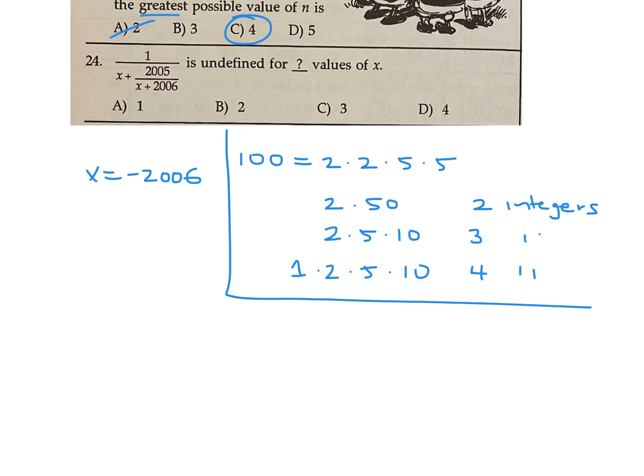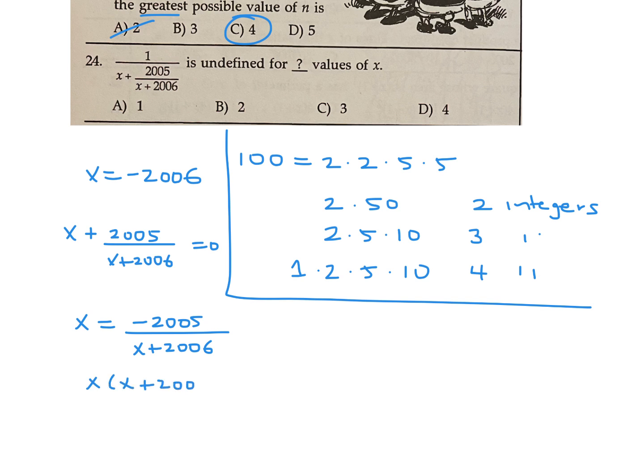I think I would have to fiddle around with this then. Yeah, it would be also undefined if this denominator is equal to 0. This whole thing is equal to 0. So that's what I have to do now. Okay, no problem. So put this on the other side. x plus 2006. Okay, I cross multiply. Like that.